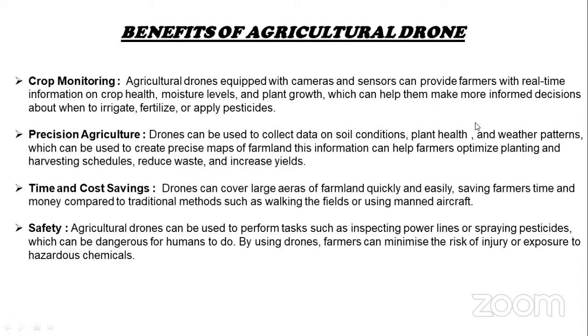And next, safety. Agricultural drones can be used to perform tasks such as inspecting power lines or spraying pesticides, which can be dangerous for people to do. By using drones, farmers can minimize the risk of injury and exposure to hazardous chemicals.